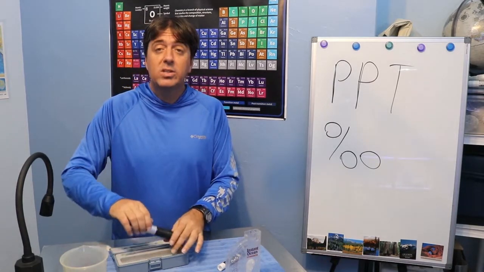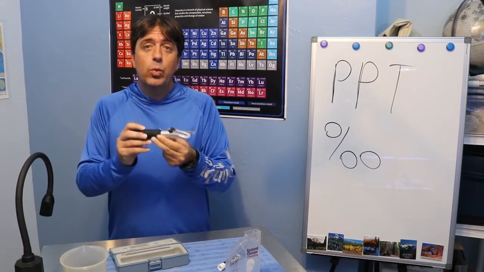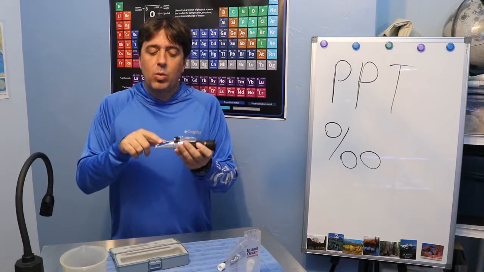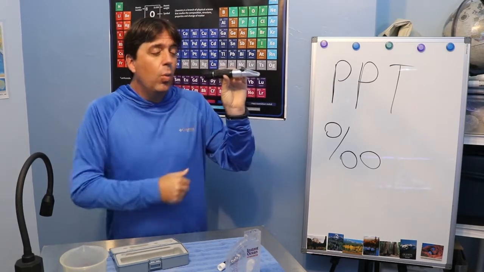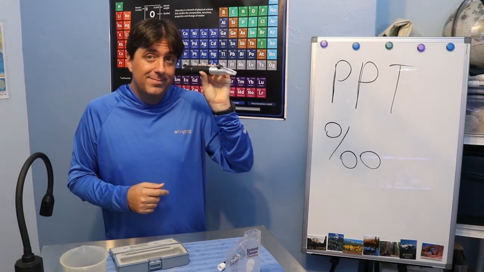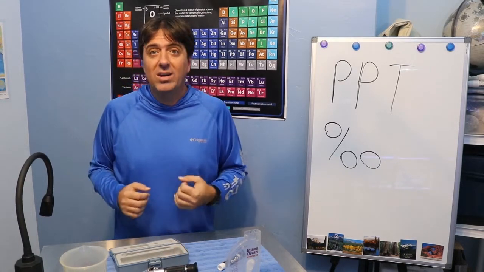The other way, which I'm going to focus on a little bit more, is a refractometer. This is a really cool device where you essentially put a little bit of water on the glass plate and look into the viewfinder to find out what the salinity is. There's a scale in there. So let's get a little bit more in depth on how to work the refractometer.